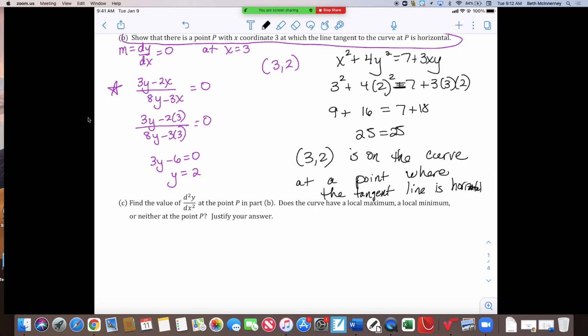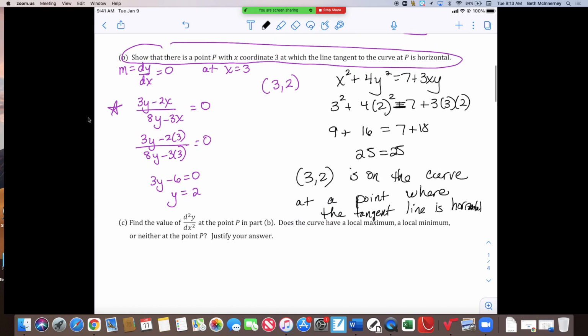So part C, find the value of d2y over dx2, so that's the second derivative, at the point P in part B. So you want to find the second derivative at (3, 2). That's going to be your first step. So I'm going to pause and give you a head start. Go find the second derivative, then go find it at (3, 2). And then you're asked, does the curve have a local maximum, local minimum, or neither at point P? Justify your answer. All right, so go ahead and get started finding the second derivative.